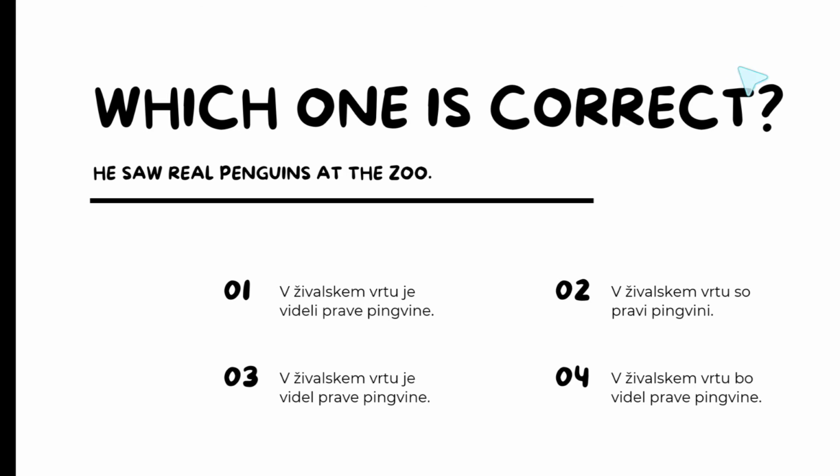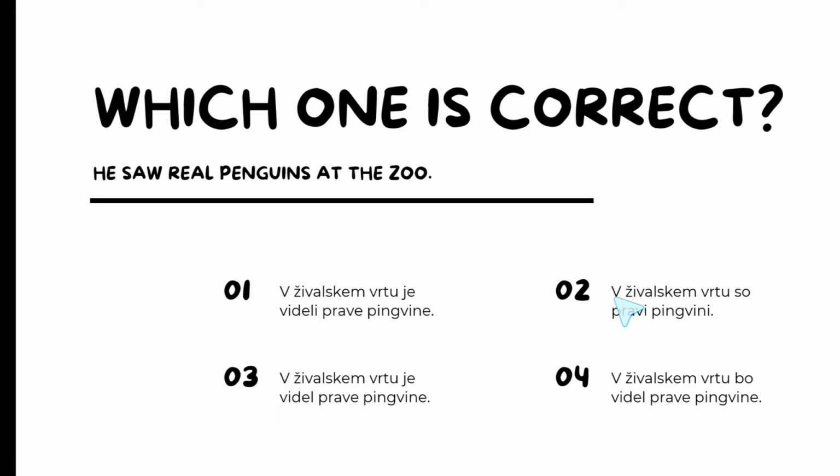Now, the next sentence we have is he saw real penguins at the zoo. Now, I chose this because hopefully you're not too familiar with the vocabulary yet, but I want to make sure that you can still find the correct sentence with the strategies we used today. So, let's start. V živalskem vrtu je videl prave pingvine.